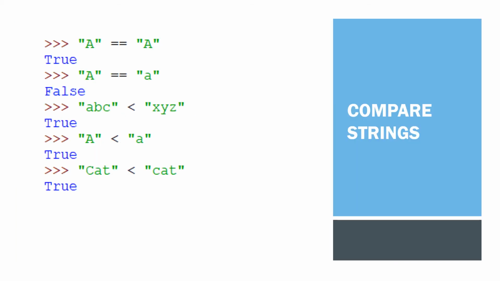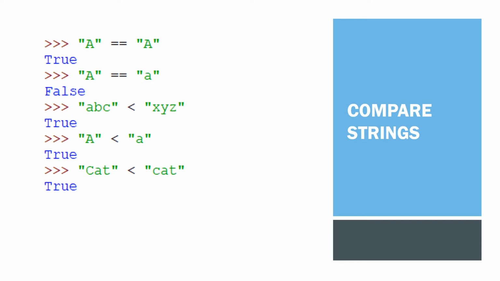We can compare strings with each other and have a quick look here. So A is equal to A is pretty obvious. Uppercase A is not equivalent to lowercase a. The computer thinks those are different strings, which of course they are. And when it's doing greater than or smaller than, it will use alphabetical order. So ABC comes before X, Y, Z. So greater than or lesser than represents alphabetical order.